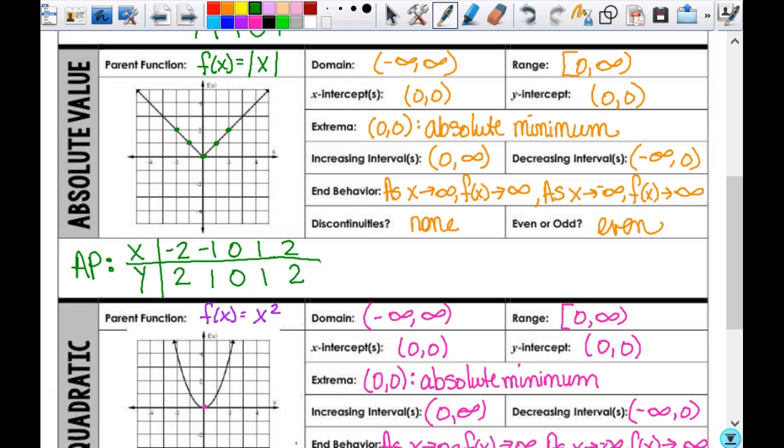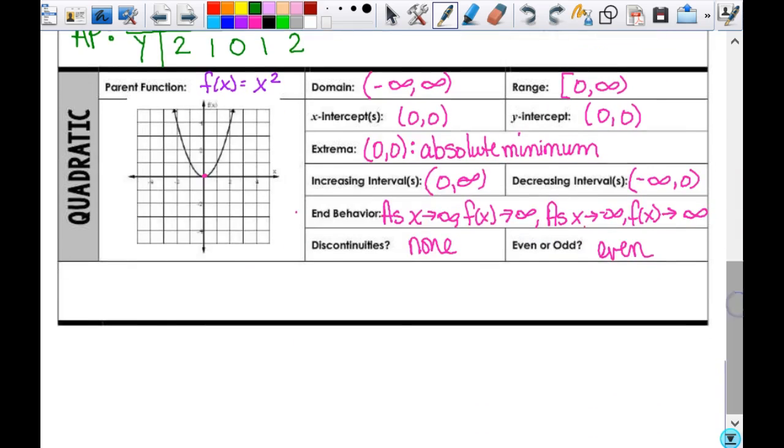All right, quadratic. Again, we've got these points here. Right? So these are our anchor points. One, 1, and 2, 4.